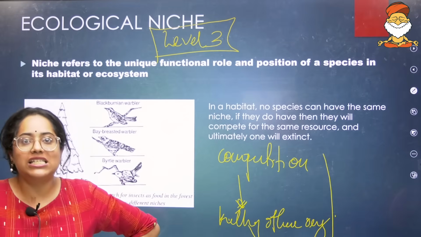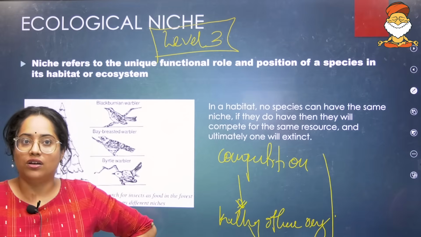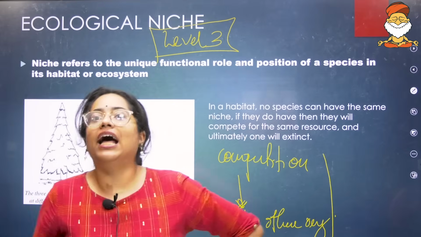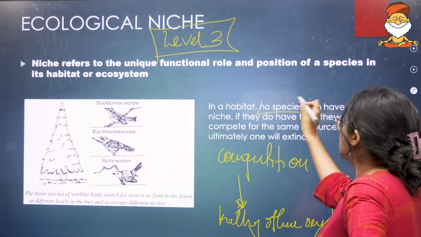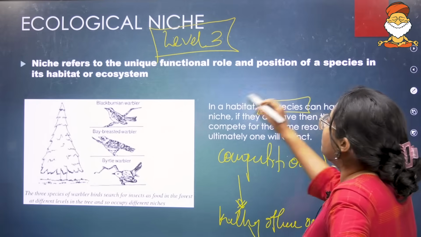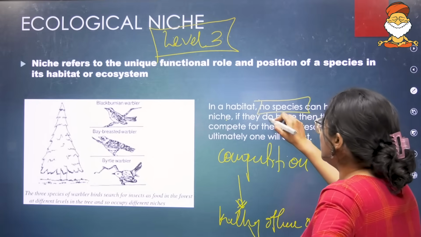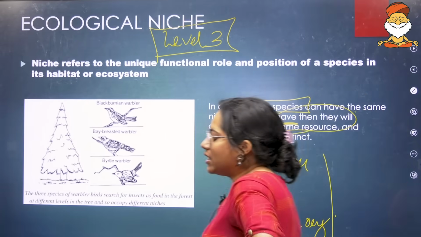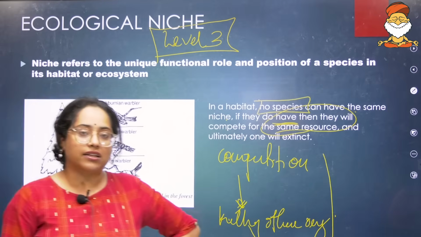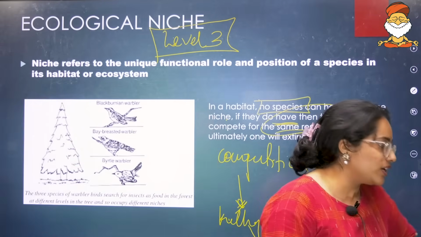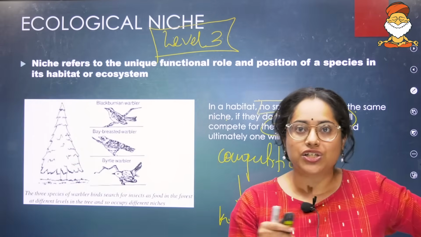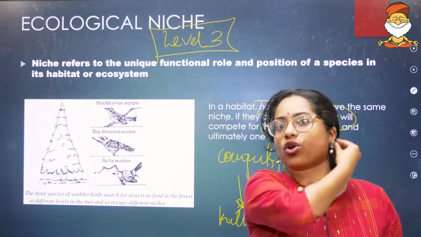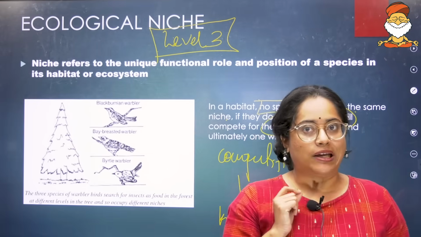So the niche is the unique functional role and position of a species in the habitat or ecosystem. And in a habitat, no species can have the same niche. If they do have the same niche, they will compete for the same resource and ultimately one of them will get extinct. This is the reason why you do not have similarly placed niches, or you can say that the work or the functional role of an organism is quite unique.